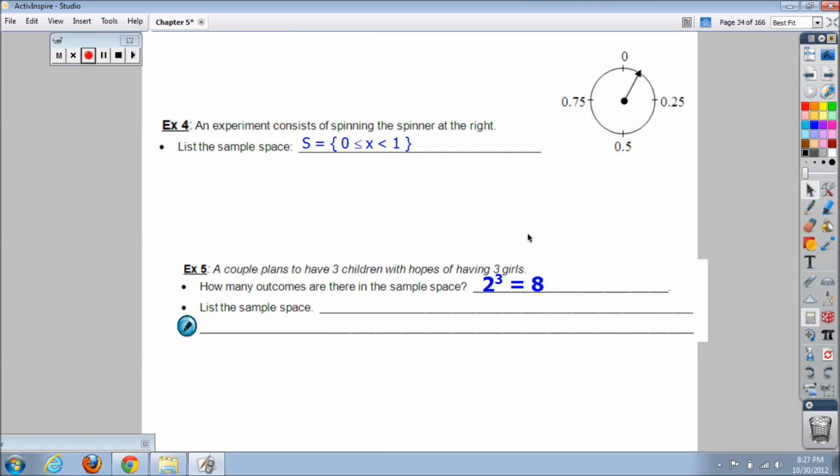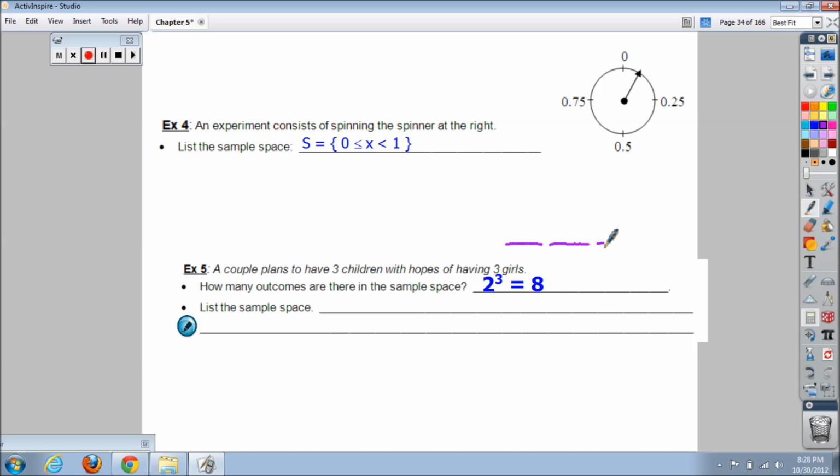A couple plans to have 3 children, with hopes of having 3 girls. How many outcomes are there in the sample space? And I've already got here 2 to the 3rd power, which is 8. You might wonder, well, how did I come up with 2 to the 3rd power? Well, here's one way you can do some simple kind of combinatorics here.